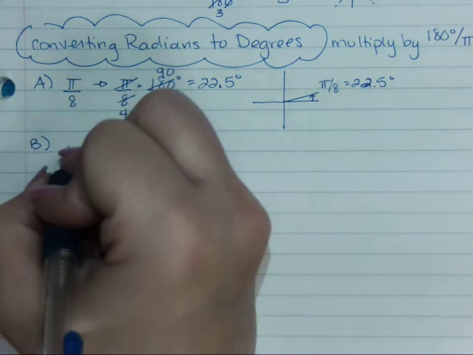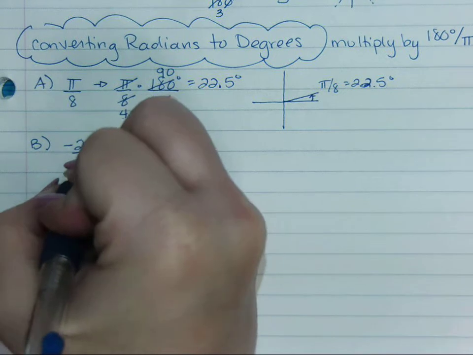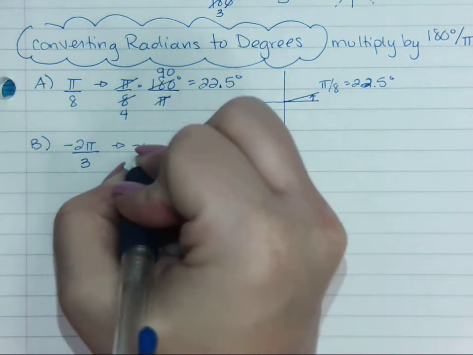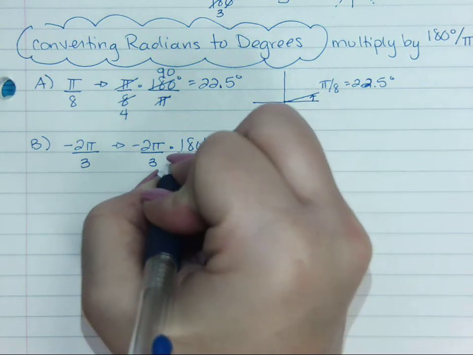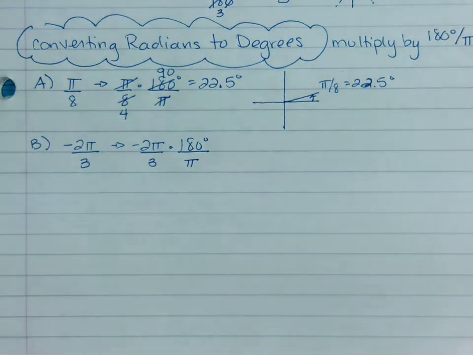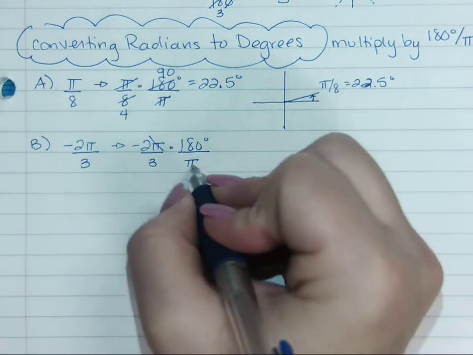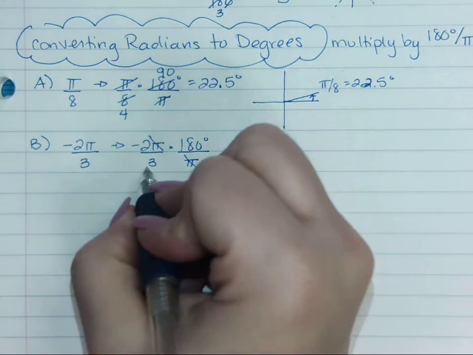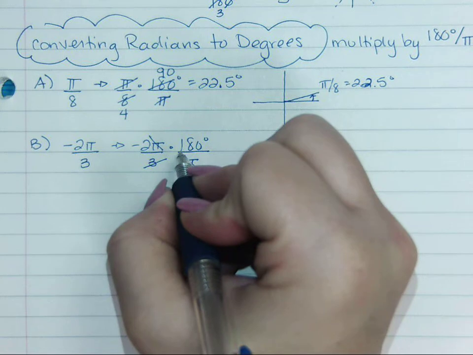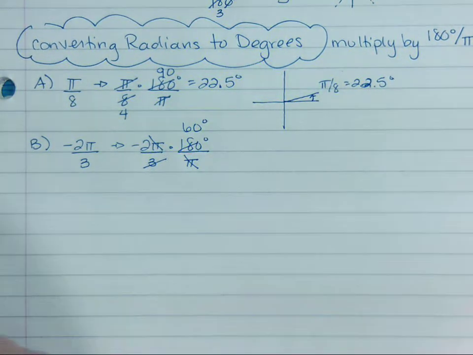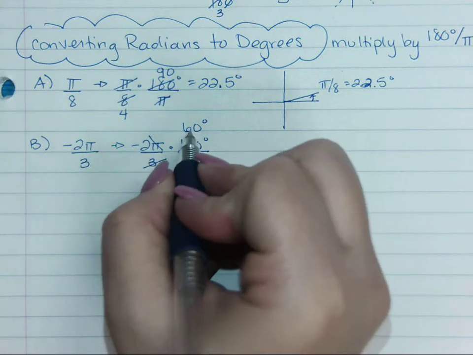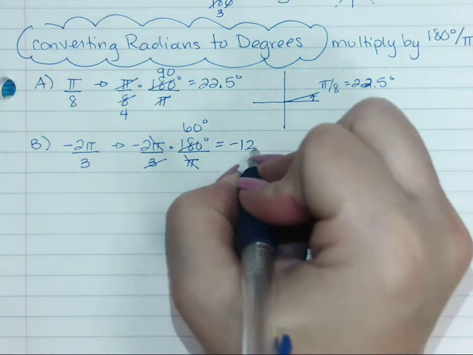What about negative 2 pi over 3? Again, that negative is going to eventually still be in my final answer because it tells me the direction. So I'm going to multiply by 180 over pi. All right, so pi symbols cancel. 3 goes into 180 60 times, still with the degree symbol. So negative 2 times 60 is negative 120 degrees.